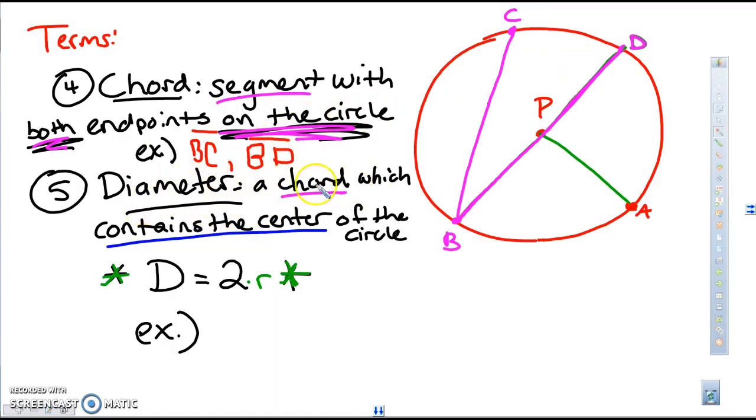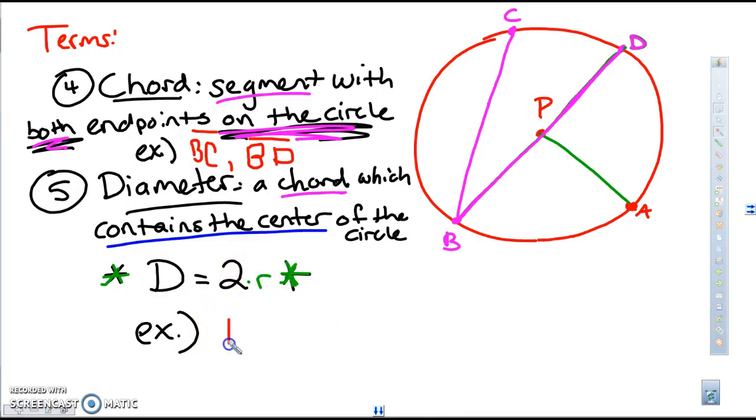And so a more specific example of a chord would be a diameter. And a diameter is just a chord where the center of the circle lies on that segment. So diameters are pretty familiar terms to most of you, I'm sure. And in case you didn't also realize that, since a diameter has an endpoint on the circle and then also the center in the middle, it makes sense that it's basically just going to be two radii put together. So make sure you understand that a diameter is equal to two radii put together.